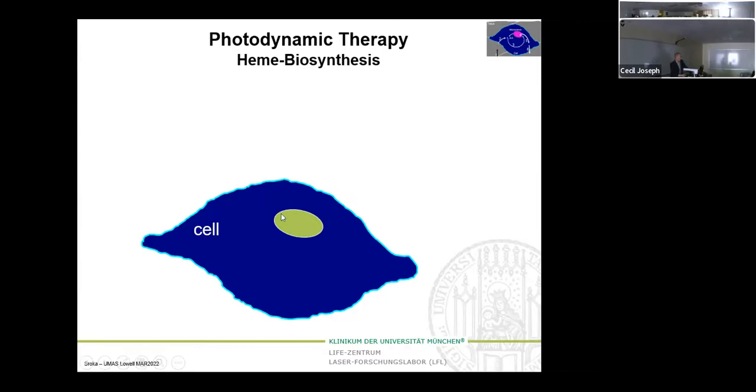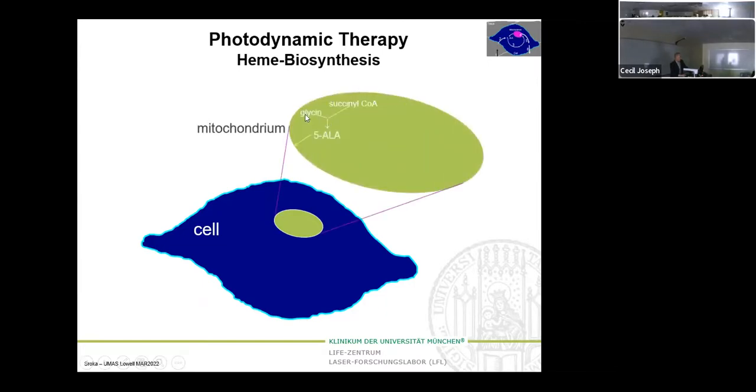This is a cell and this is a mitochondria. In the mitochondria, we have these two molecules, glycine and succinyl coenzyme A, and they are condensed to 5-ALA. Then this is delivered to the cytosol, where 5-ALA is converted by some enzymatic steps to porphobilinogen, up to coproporphyrinogen, and then this molecule enters the mitochondria again, and it forms protoporphyrin.